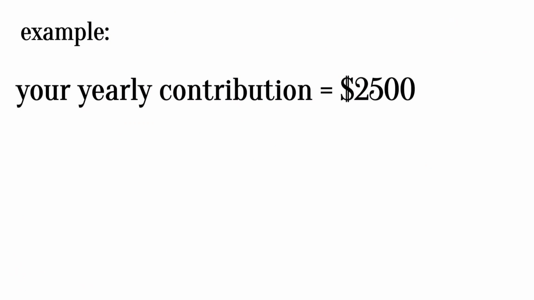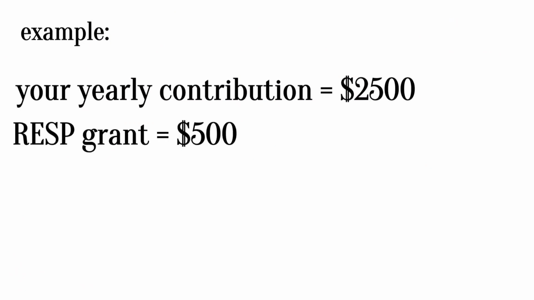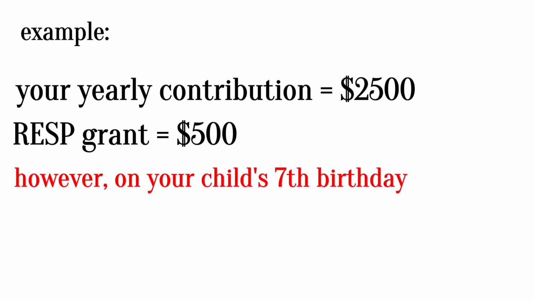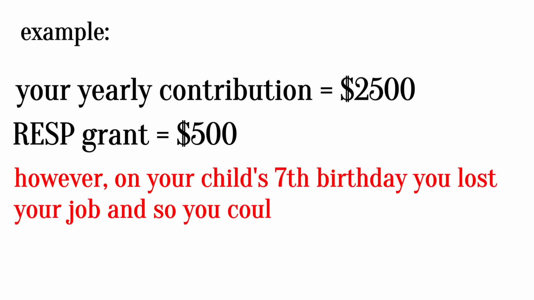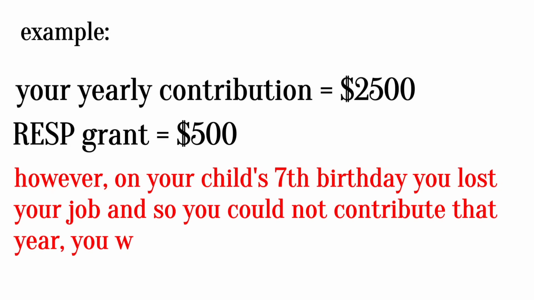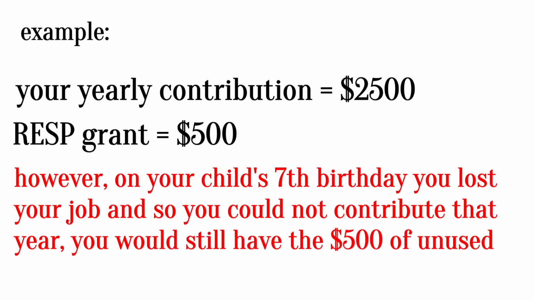And I'm going to give an example. So let's say you contribute $2,500 every year and you get the grant of $500 for your child's RESP. However, on your child's 7th birthday, you lost your job and so you could not contribute that year. You would still have the $500 of unused grants for that year.